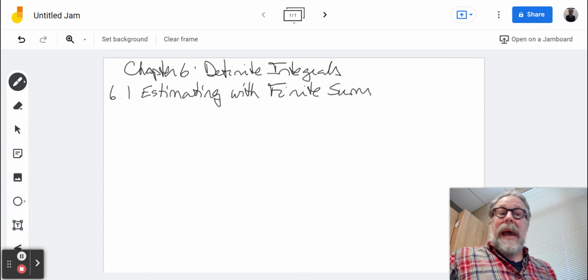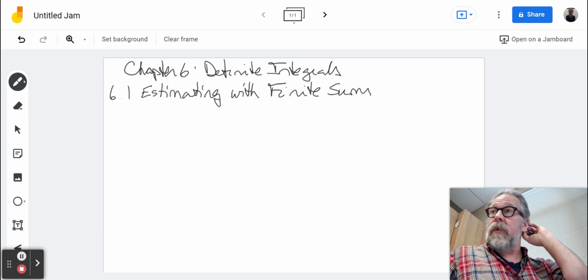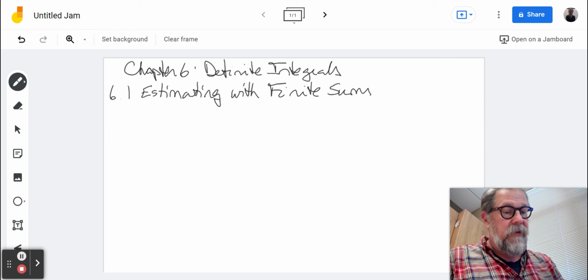All right, welcome back. This is the beginning of Chapter 6, Definite Integrals. And we're going to start with estimating with finite sums. And what I want to talk about is the idea of accumulation as an area.